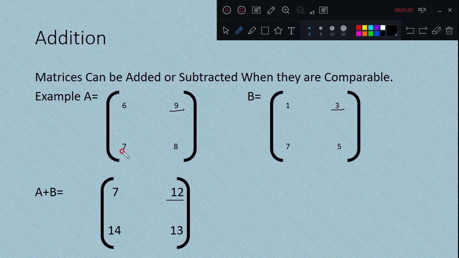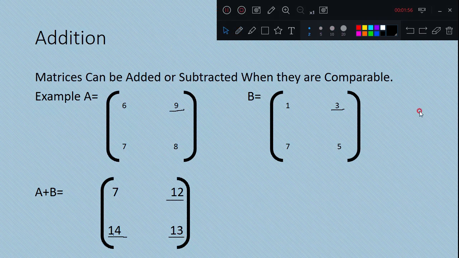Again, in position A21 of matrix A I have 7, and in position A21 of matrix B I have 7. 7 plus 7 will give me 14, which I have written here, and 8 plus 5 of matrix A and B at the position A22 will give me 13, which I have written here.